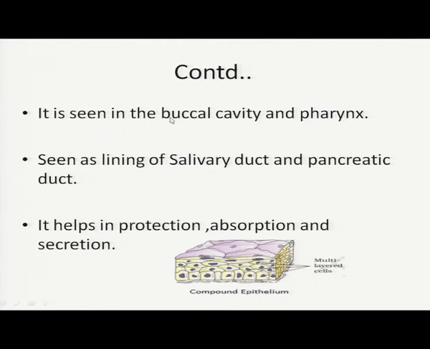It is seen in the buccal cavity as well as the pharynx. It is seen as a lining layer in the salivary duct as well as in the pancreatic duct. In the glands of salivary glands, in the salivary duct, similarly in the duct of the pancreas, it can be seen as a lining layer. They help in the function of protection. Similarly, they help in absorption and they help in secretion.